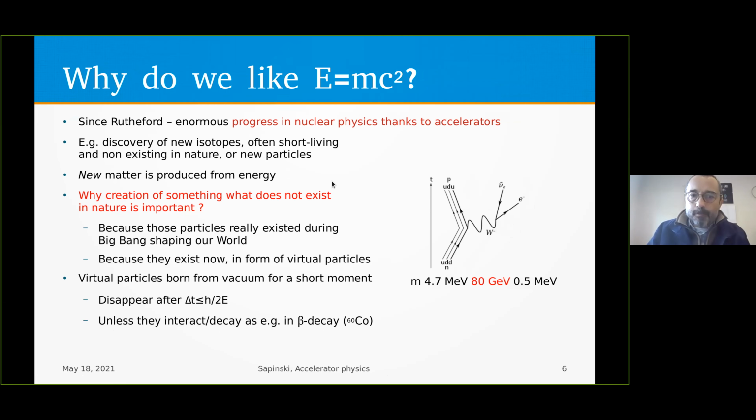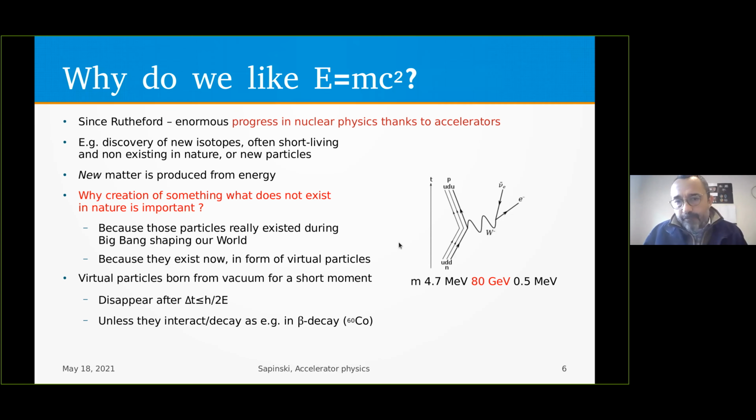First, because all those particles exist only at very high energies, right? To create them, you need a lot of energy, and then they disappear. Those particles really existed everywhere at the Big Bang, at the very beginning of our universe. And this changed how the world evolved. But it's not the only reason. They also exist now. We are inside a sea of those particles, which appear only for a little moment.